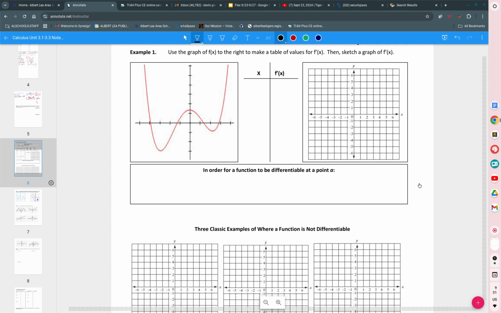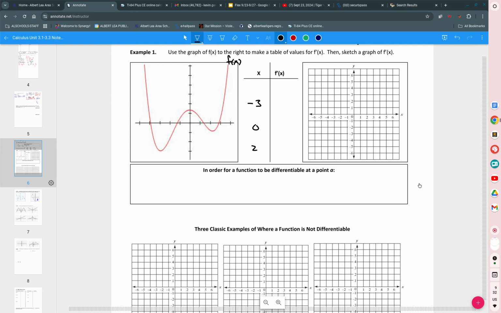So what I'm going to start with is I'm going to look at some interesting points in this graph right here. This graph is called f of x. And I'm going to discover what f prime of x looks like. And I'm going to pick certain x values. I'm going to start with x equals -3. And I'm going to start with x is equal to 0. And I'm going to start with x is equal to 2.